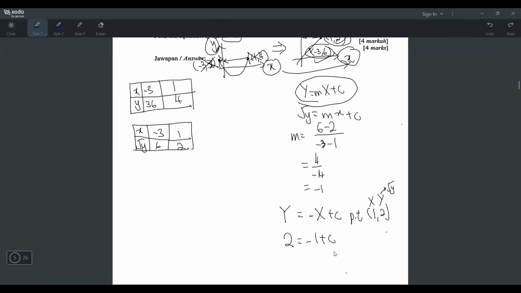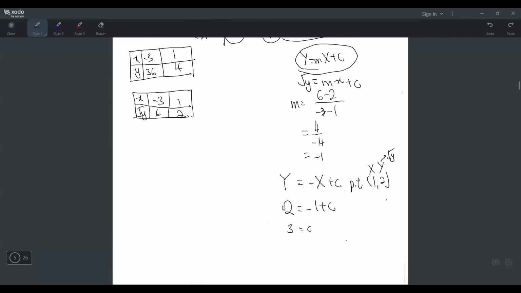Okay, so now I can find C equals to 2 plus 1, which is 3. Now we sub inside, right? And when we sub inside, the C is 3, so you get what? Big Y equals to negative big X plus 3, right? Now only you change the Y-axis and X-axis to square root y and x. If you do it like that, then it's confirmed correct. So this is square root y, this one is x.